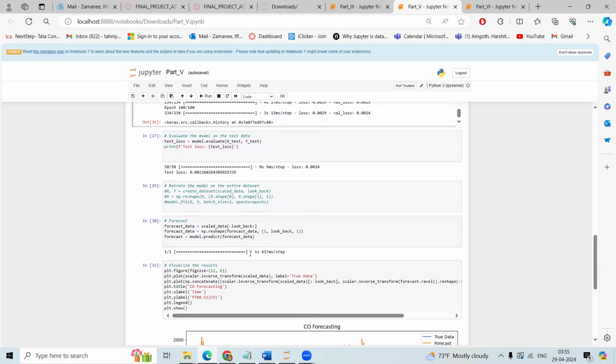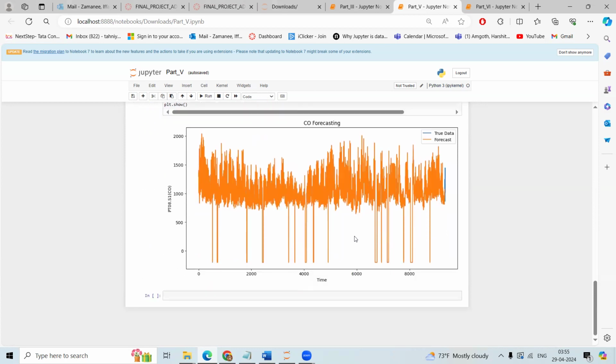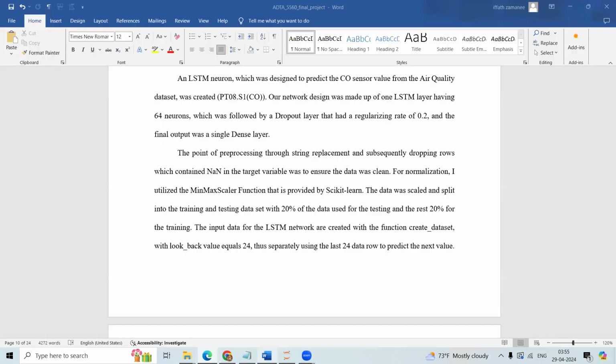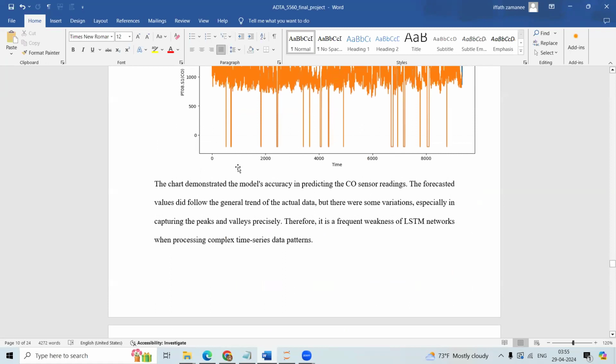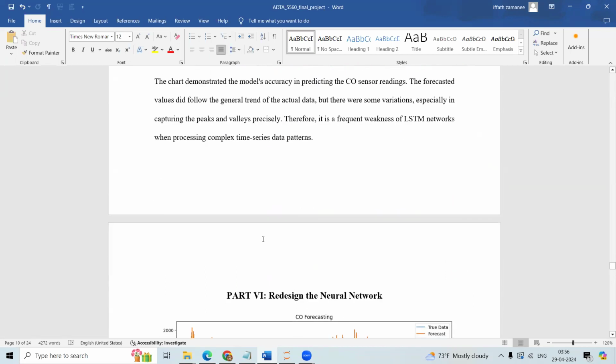This is the forecast, visualizing the result. So this is the result of our LSTM neural network. The result demonstrates the model's accuracy in predicting the CO sensor readings. The forecasted values did follow the general trend of the actual data, but there were some variations, especially in capturing the peaks and valleys precisely. This is a frequent weakness of LSTM networks when processing complex time series data.